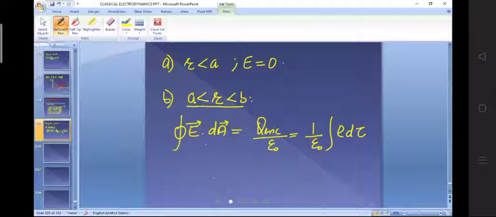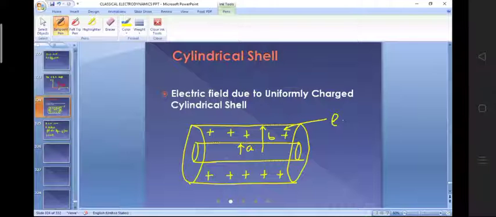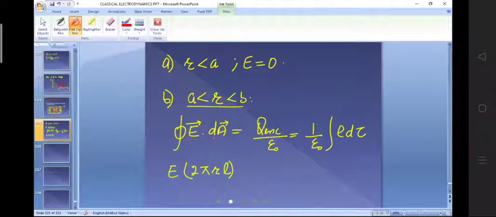Fine. This integral will finally become equal to E multiplied by the integration of dA, that is the lateral surface area of the Gaussian cylinder, which will be equal to 2 pi small r multiplied by L. And what is this L? This L is the length of the Gaussian cylinder. The Gaussian cylinder is something like this, whose length is equal to L. Here you can replace this dA by the area element in cylindrical coordinates, or directly you can write E multiplied by 2 pi r L.